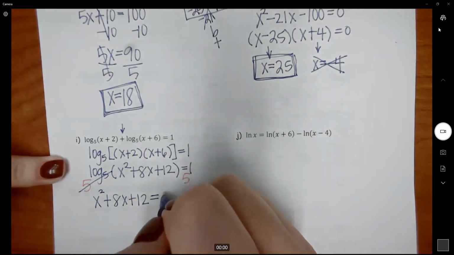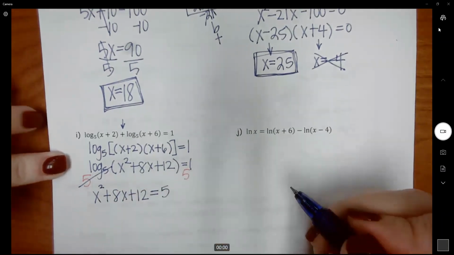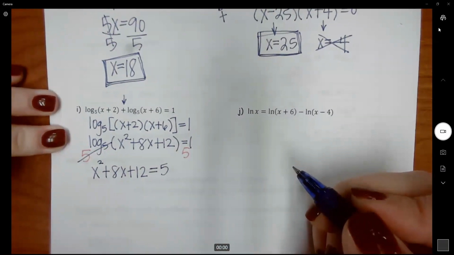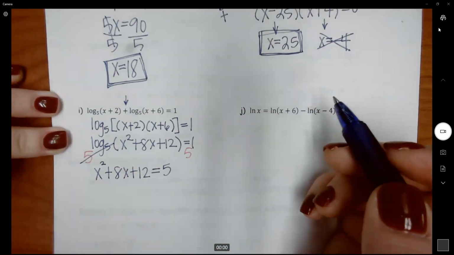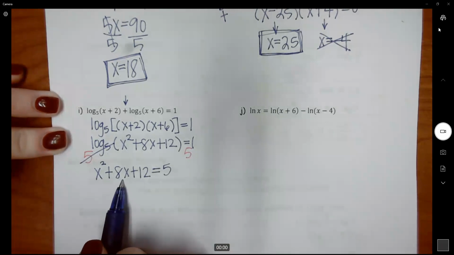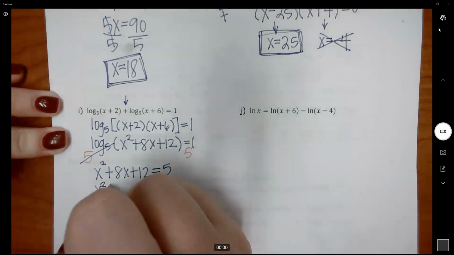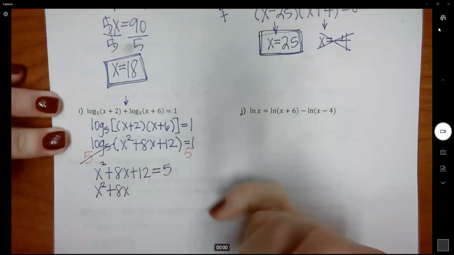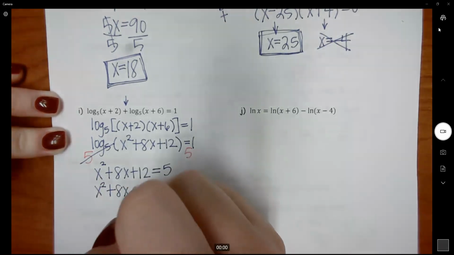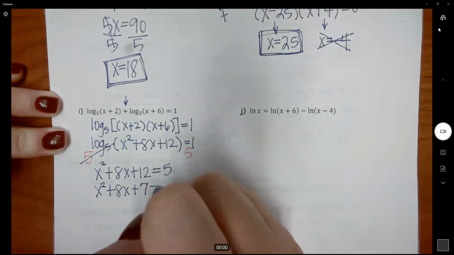5 to the first is just 5. So we have another quadratic here. I can't use square root property again because I do have a b term, so I need to move this 5 over. We'll move it over by subtracting. So 12 minus 5 is 7.